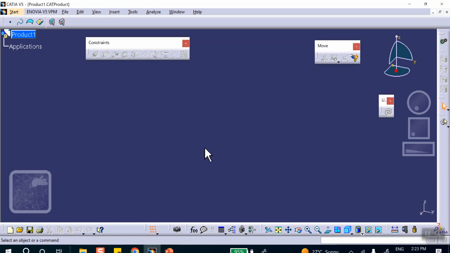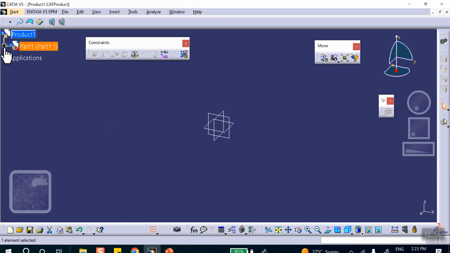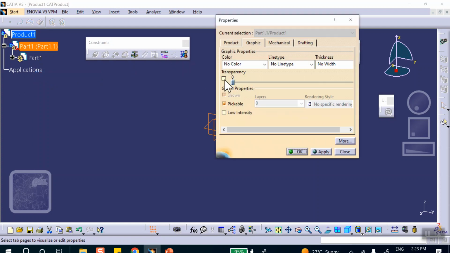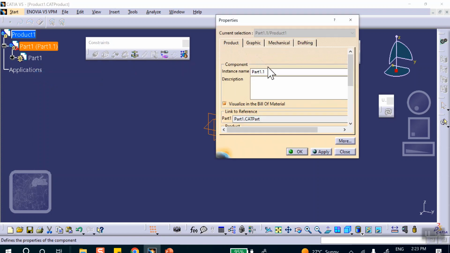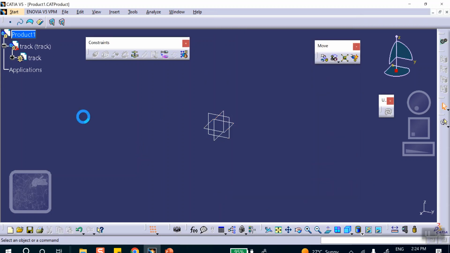Okay, let me insert the track first. So insert a new part in there. I'm going to call it the track. Right click, Properties, track, and track. Okay, let's go make it.